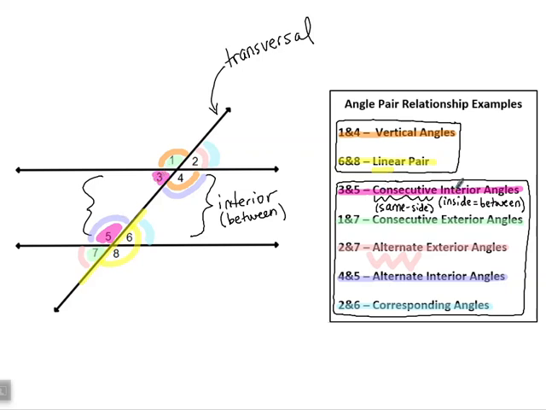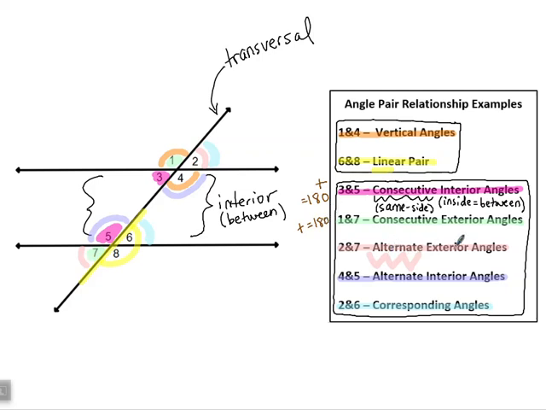So these consecutive interior angles, 3 and 5, that's a small angle, acute, big angle, obtuse. So these two have to add up to equal 180 degrees. 1 and 7: 1 is an obtuse angle, big. 7 is an acute angle, small. So big angle plus small angle, again, those will have to add up and equal 180 degrees.